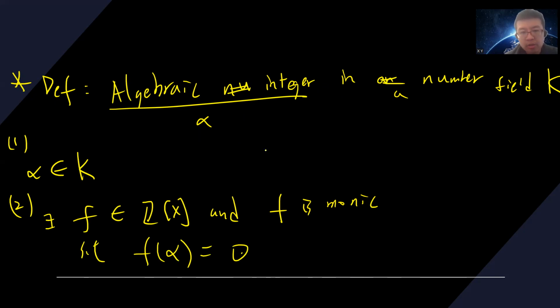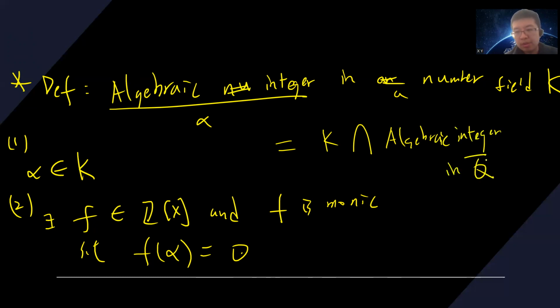Obviously, the algebraic integers in K are just K intersected with all the algebraic integers over Q. Algebraic integers form a subset of algebraic numbers, and you take all these algebraic integers. If your alpha only satisfies the second condition, we usually call it an algebraic integer. So the algebraic integers in a number field K are just the algebraic integers intersected with the original K.